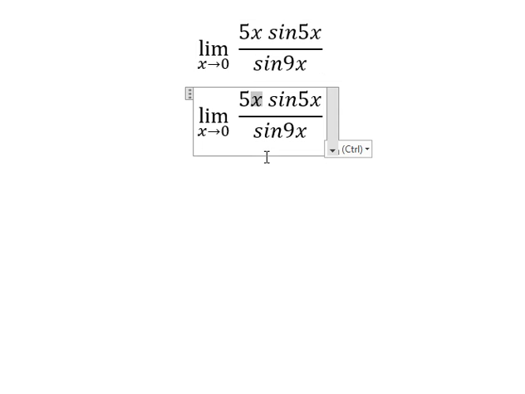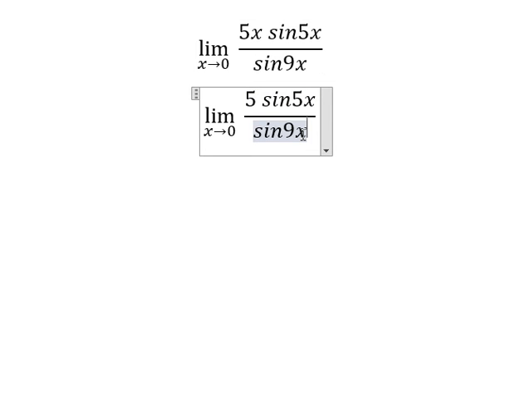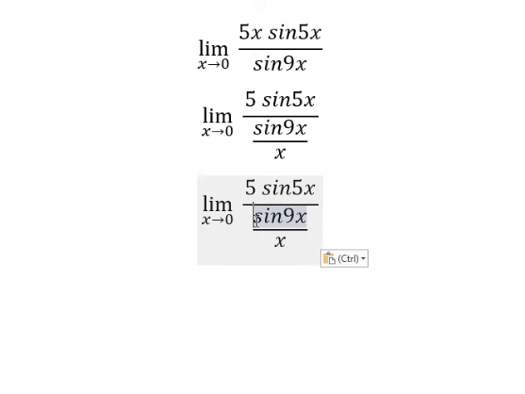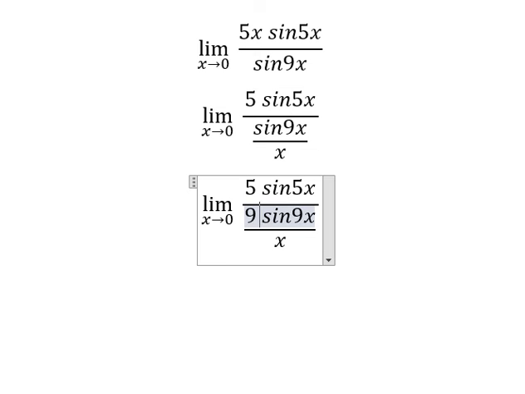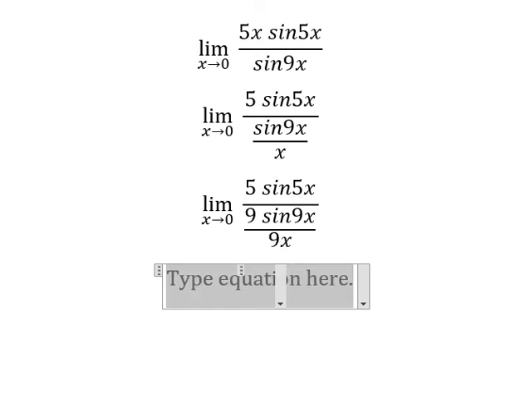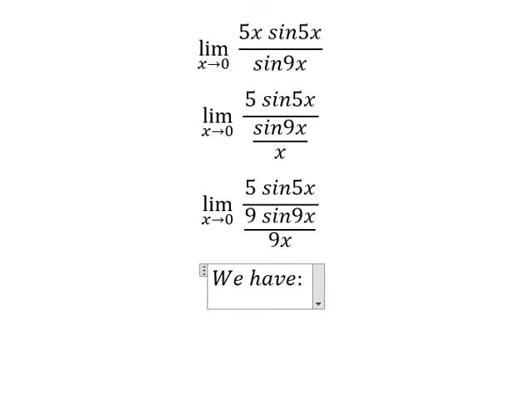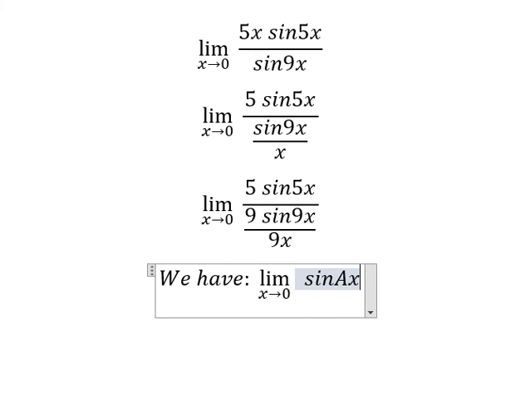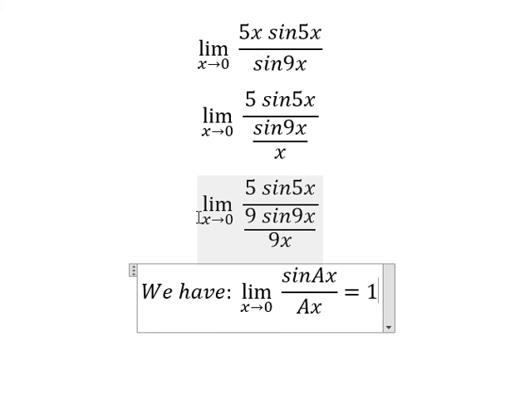I will put s in here, so that should be like this. Next, I will put number 9 on here and here. So we have the formula in here. So when s approaches to number 0, sine of 9s over 9s, similar for this one, equals to number 1.